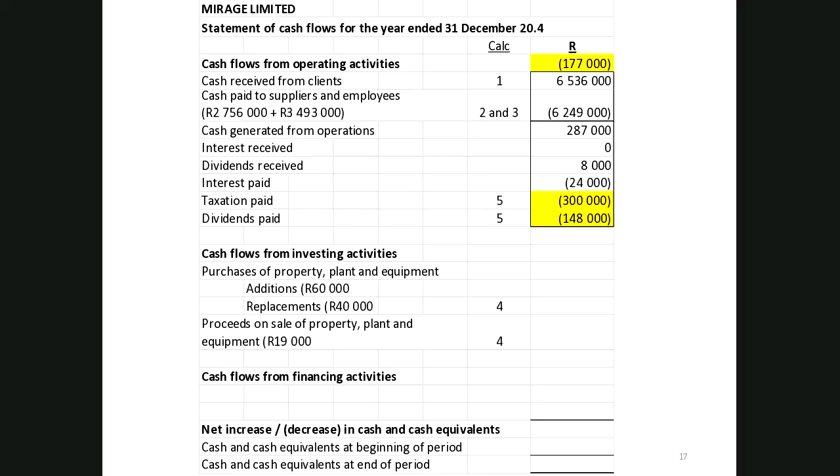So here's the tax paid and dividends paid that I've just calculated. So you take your cash generated from operations, add dividends received, subtract these amounts, and you get 177,000, which then is your cash flows from operating activities. And that's an outflow actually, because you can see the amount we spent on tax and dividends was quite substantial in relation to the cash that we generated from operations.